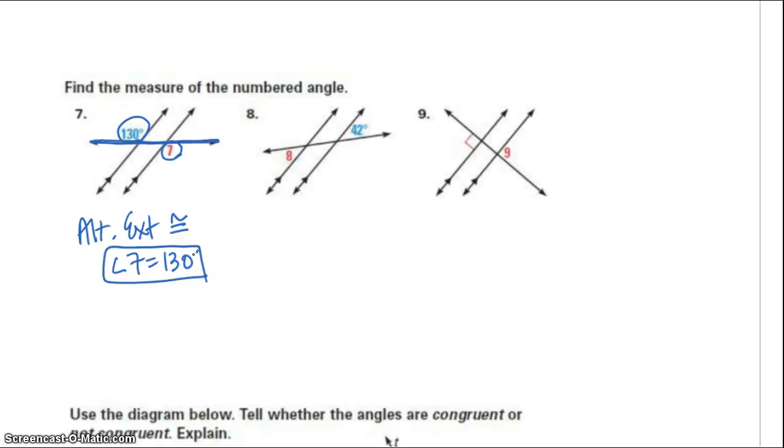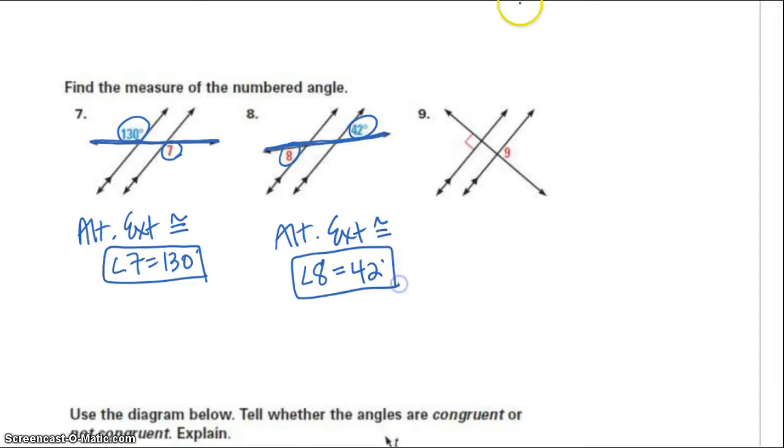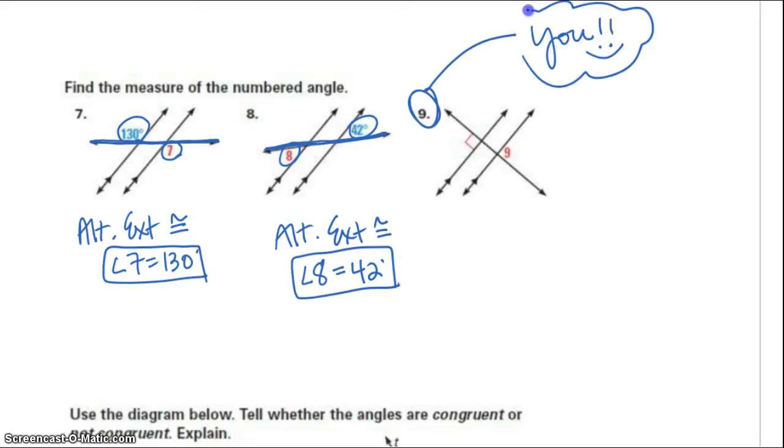Let's talk about 8. Tilt that head to the left. We're talking about angle 8 and 42 degrees. Same side or alternating? Alternating. Is the 8 and the 42 inside the two lines or outside? Outside. So these are both alternate exterior angles, and those are also congruent. So angle 8 equals 42 degrees. I would like you to try 9 on your own. This is all you. Show me what you're made of. Try this one out. Bring that to class, and we'll talk about it there.